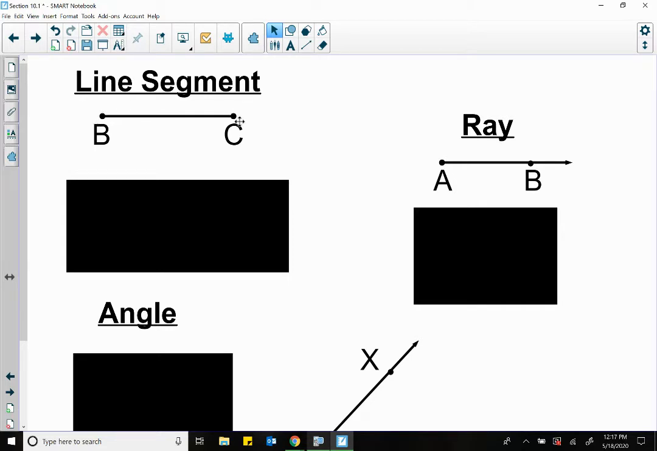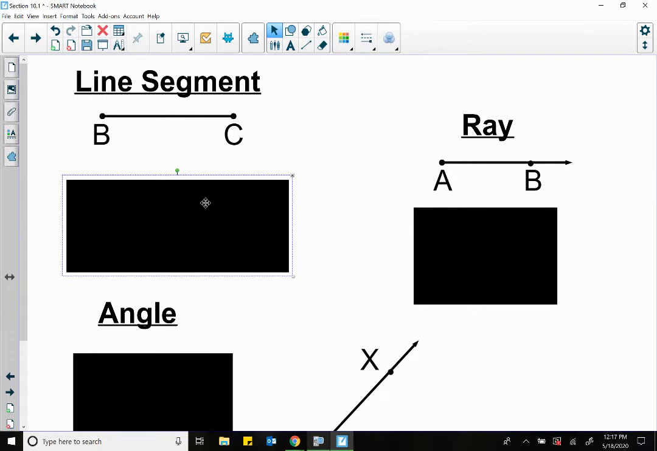And what we mean by terminal points is that it has a beginning and an end. Think about it kind of like a race. Races have a starting mark and an end mark. That's like a line segment. My race begins at B and ends at C, or maybe my race began at C and ended at B. Line segments have a beginning and an end. They do not continue on indefinitely. That's what it means by a terminal point.